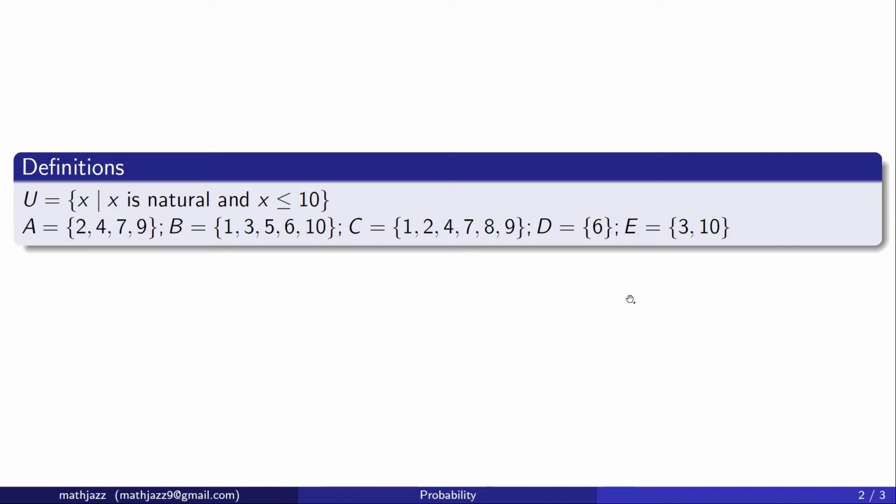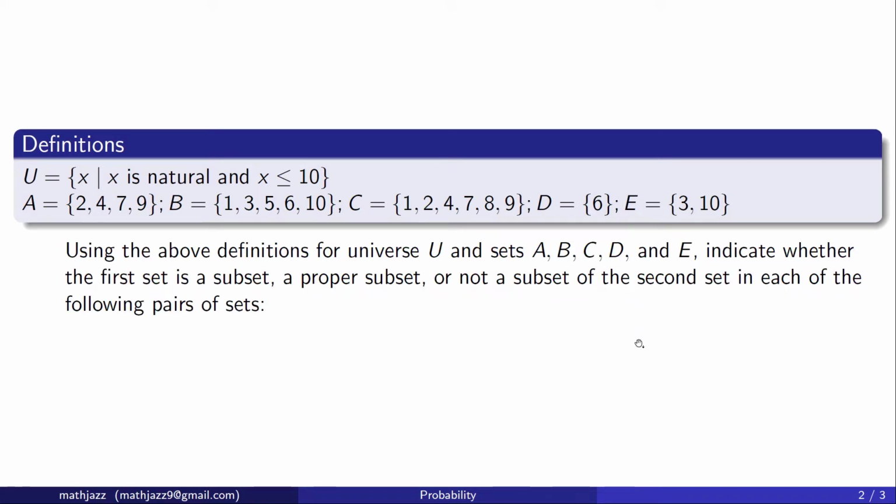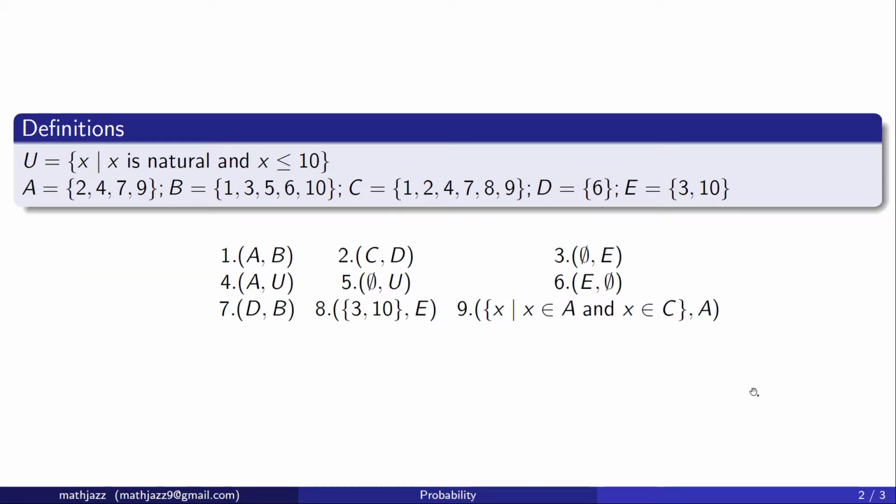Okay, so for the first set of problems, we're going to be given two sets for each problem, and we're supposed to determine: is the first set a subset, a proper subset, or not a subset of the second set? So here are pairs of sets. For example, in question 1, we want to figure out: is A a subset of B, or is it a proper subset of B, or is it not a subset of B? Subset means that all of the elements of A are contained in B.